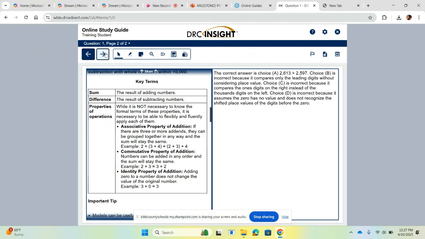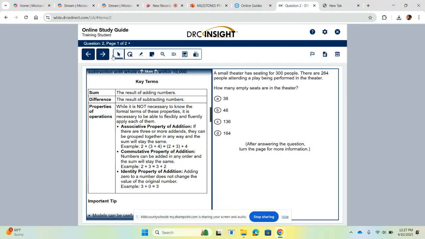So we're going to go to page two. It tells you on here. So you've got an idea of this question. And I want you to continue working. Remember, they're going to go to next when you're going through this online study guide. And it's going to give you an exact example of these problems.